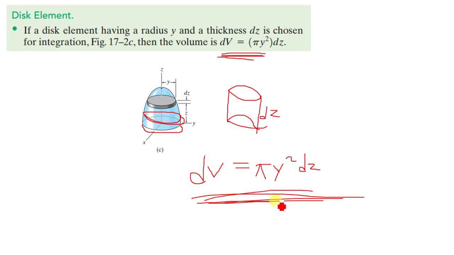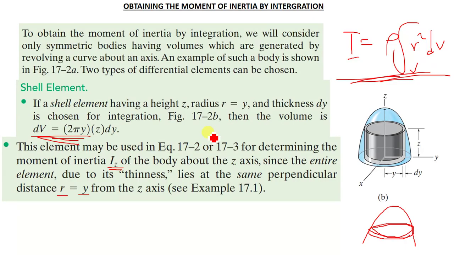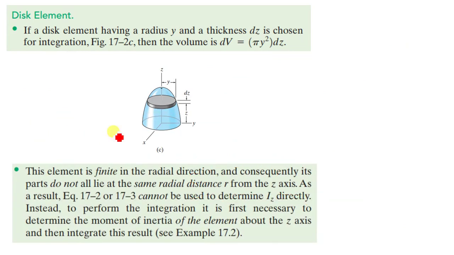So for the shell element, the dV is going to be different from the one that we used for the disk element. The dV is going to be different from the one that we are using here on the shell element. So let's read these notes.